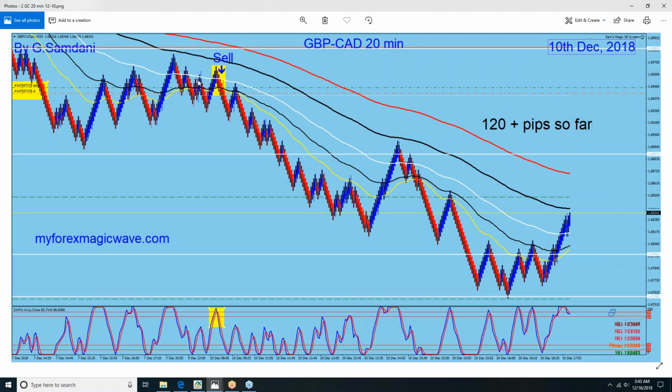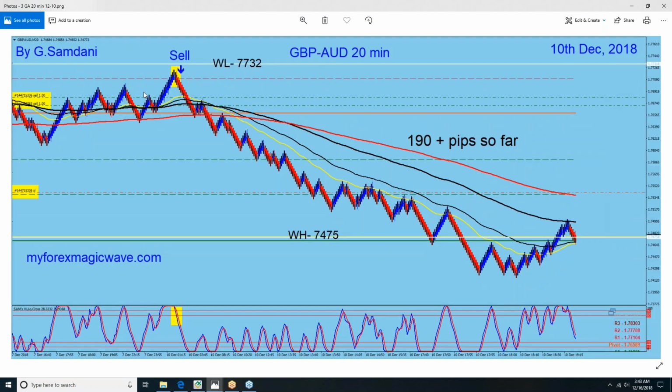And Pound CAD, same time almost, a 120 pip drop. Another pound pair was Pound Aussie, right from here all the way down, 190 pip. This went down so much because not only was the pound getting weaker, but the Aussie was also getting stronger. You can see it's a couple of orders here, 2 times 190 pip, count the pippage.